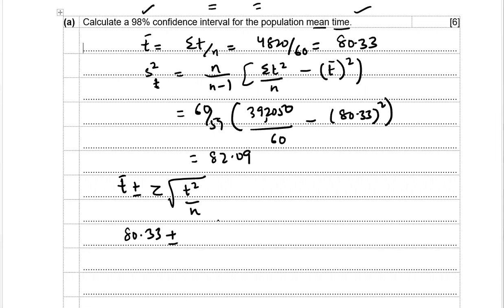If you look at the 98 percentage, and since it's a confidence interval, it is both sides, like a two tail. So the value is coming 2.326 root 82.09 upon 60. So our final value is coming 77.6 less than or equal to mu less than or equal to 83.1.